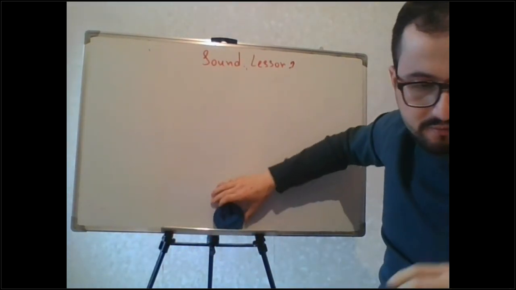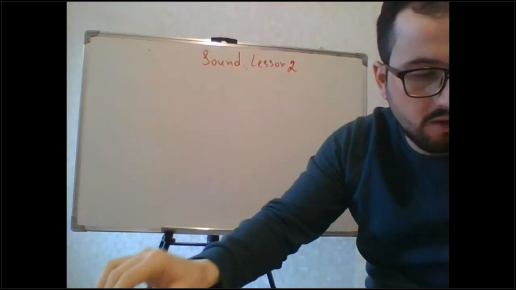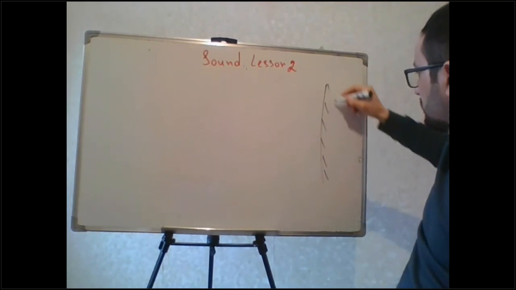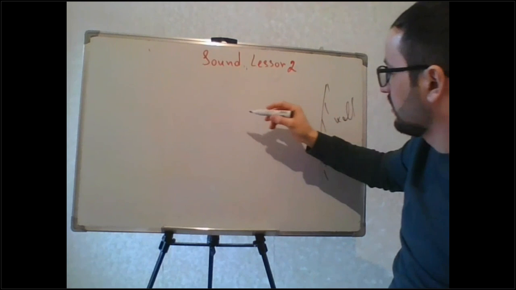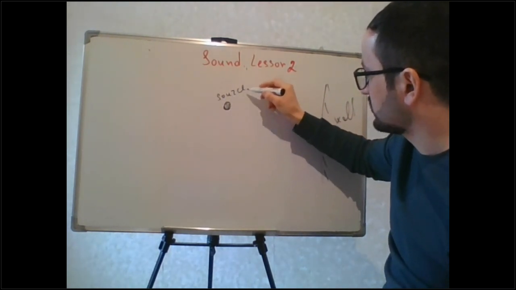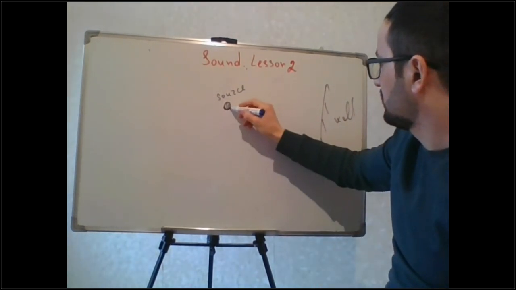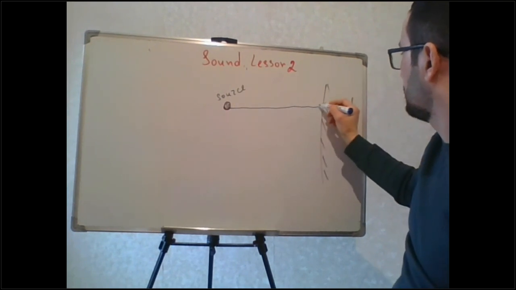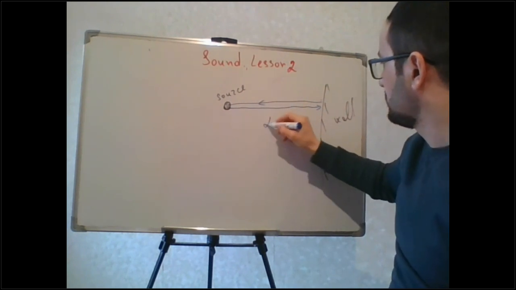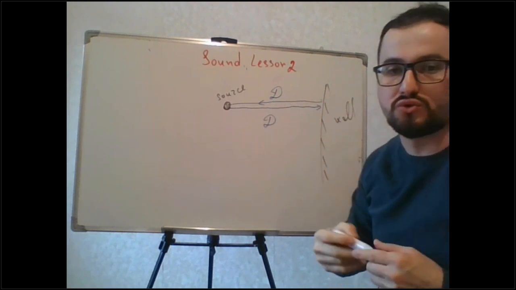Imagine that here is a wall. This part is the wall, and here is the source of sound. This is the distance. Sound is going, and it is reflected back. Here is D, and here is also D. So the total distance is 2D.